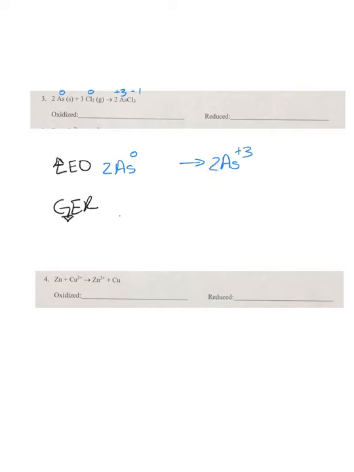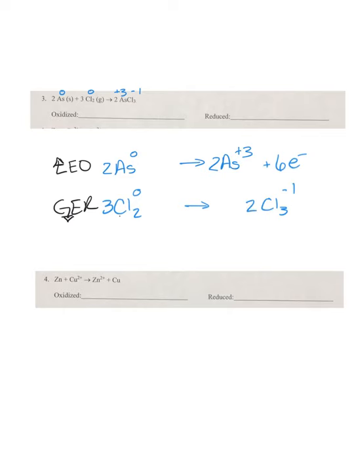How many electrons are being lost? The difference between the 0 and the 3 times how many As's I have, so that's a total of 6 electrons being lost. Now we'll do the chlorines. We're going to start out with 3 chlorines with a 0 charge, and we're going to end up with 2 Cl3s with a -1 charge.